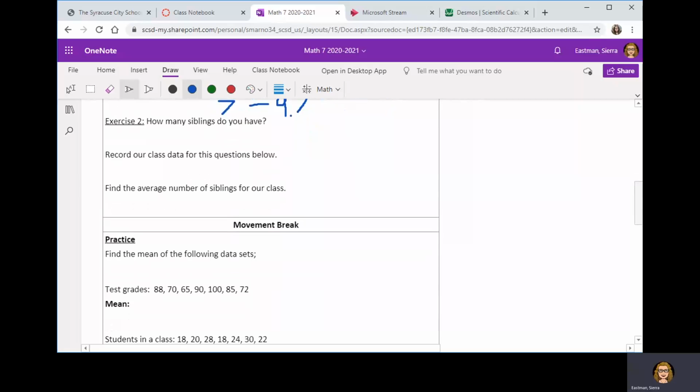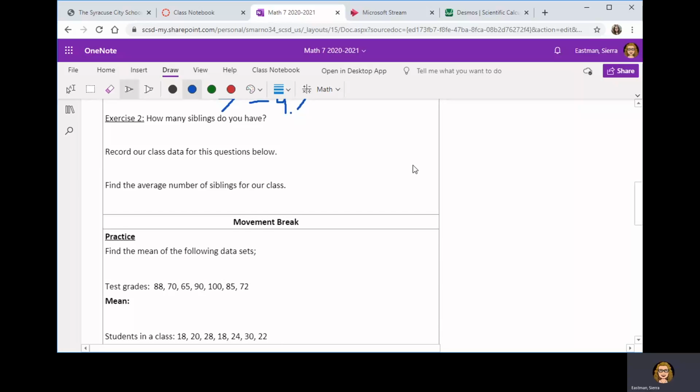For the amount of siblings, we're going to go ahead and kind of make up some class data because I don't have our data from actual class yet. So we'll say that you're going to go ahead and add how many siblings you have. And when you do this class data, you'll put that on. So I'll show you what I mean by that. We're gonna make up some numbers.